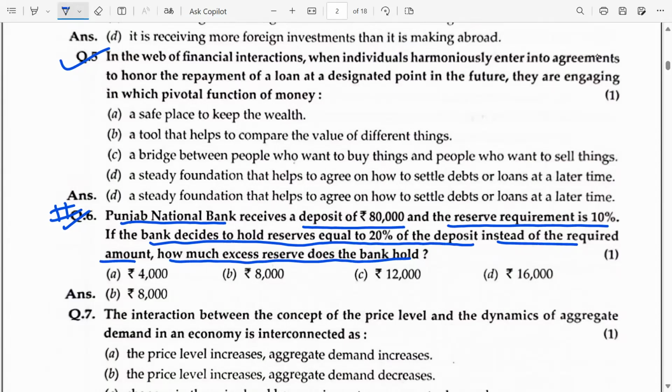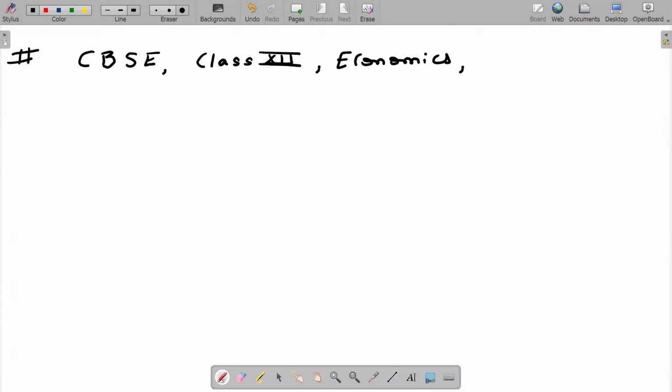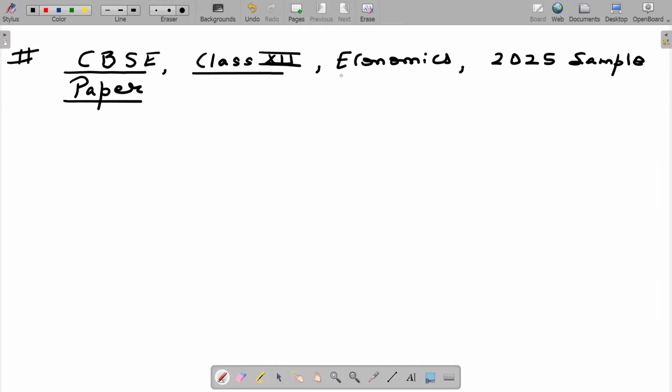So if I come to the whiteboard to solve this, I'm just writing the main heading for completeness. We are looking at CBSE class 12 economics 2025 sample paper. We are going to solve it in this particular lecture and looking at question number 6.